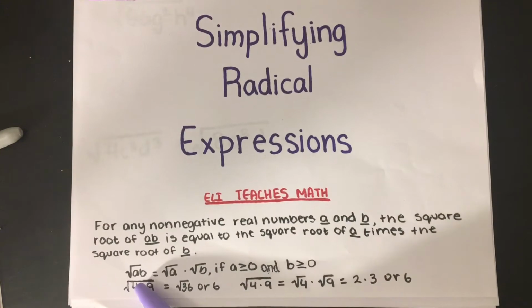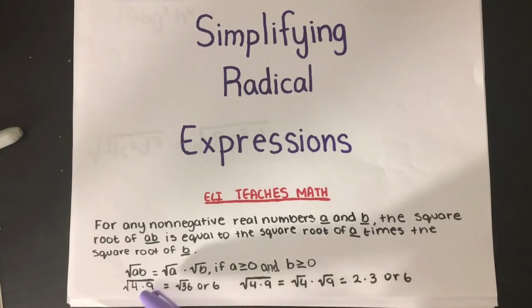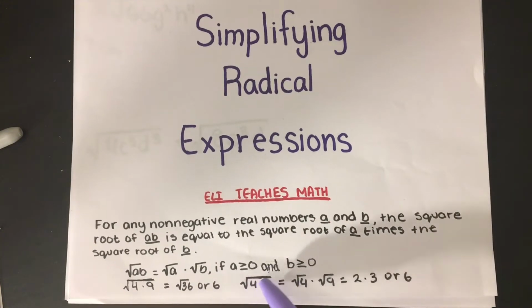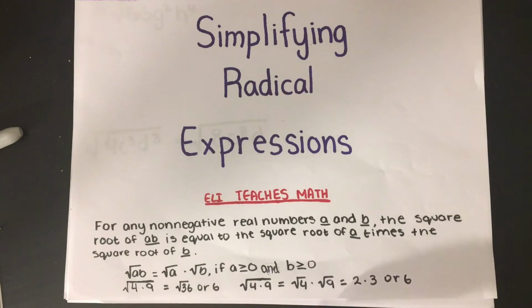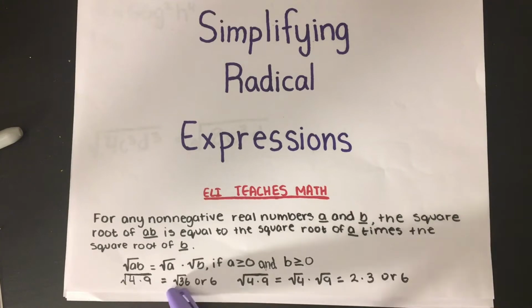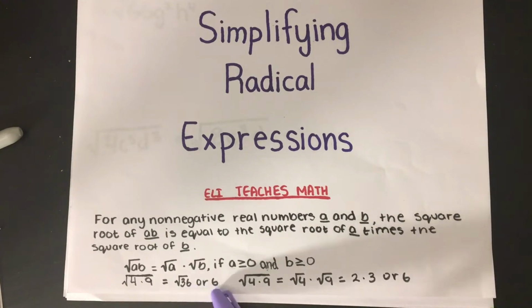Look here. It says the square root of ab is equal to the square root of a times the square root of b, if a is greater than or equal to 0 and b is greater than or equal to 0. So that means if a and b are non-negative numbers and they are multiplied, the square root of this number would equal the square root of a times the square root of b. And here it's in numbers. Square root of 4 times 9 is equal to the square root of 36, or 6.